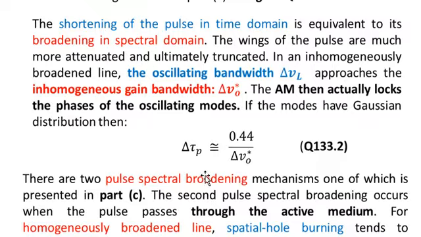And what is delta tau p? This we have also defined in the previous slide, but let me recall: delta tau p is actually the width of the pulses. If you measure the width of the pulse at half maximum, it will be delta tau p. So delta tau p is approximately equal to 0.44 over delta nu naught star, and delta nu naught star is actually the gain bandwidth in the inhomogeneous case of the laser.